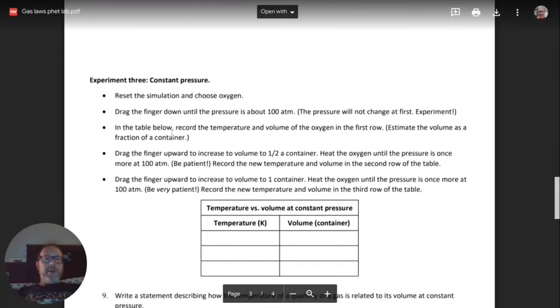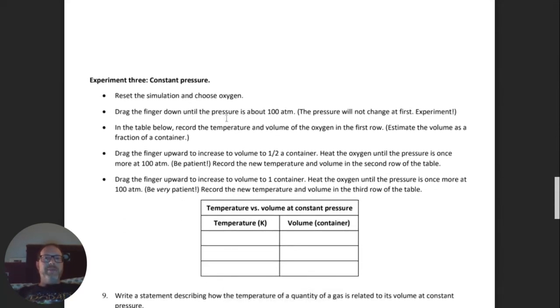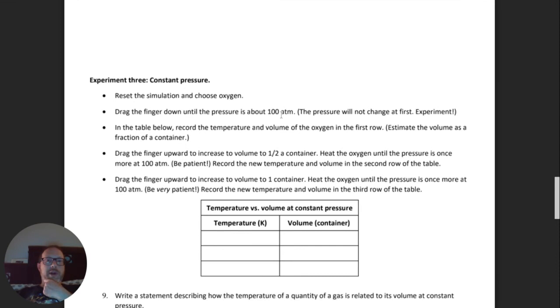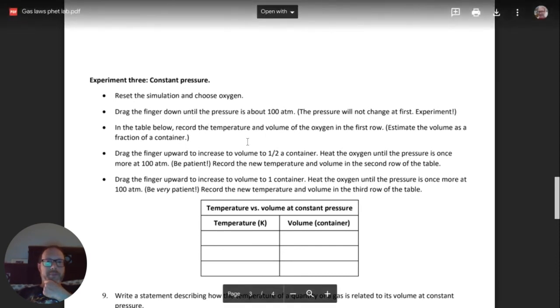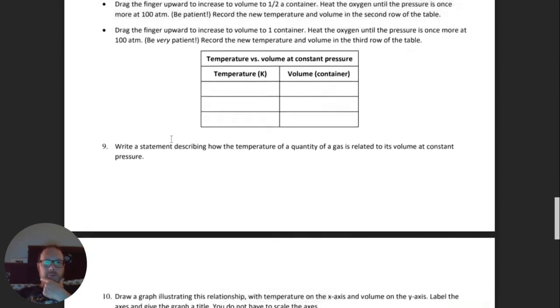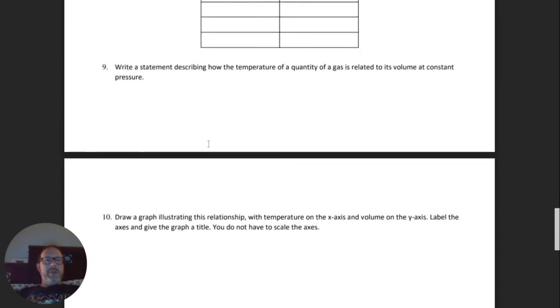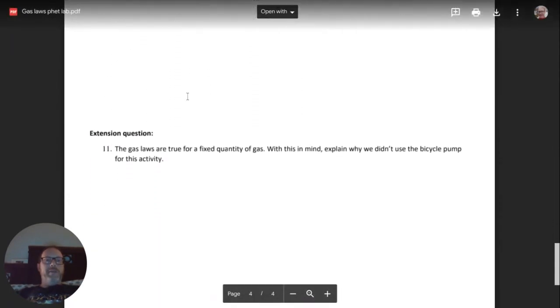For experiment 3, you hit reset, pick oxygen again. You're going to keep constant pressure. So you start with a pressure at about 100 atmospheres, and then you make changes according to the directions that are given to you here. After you've got your data, make another statement, draw another graph.